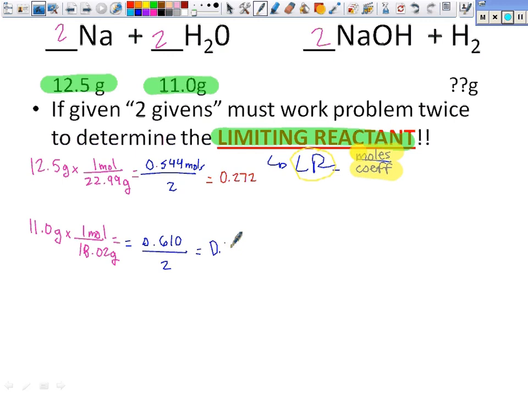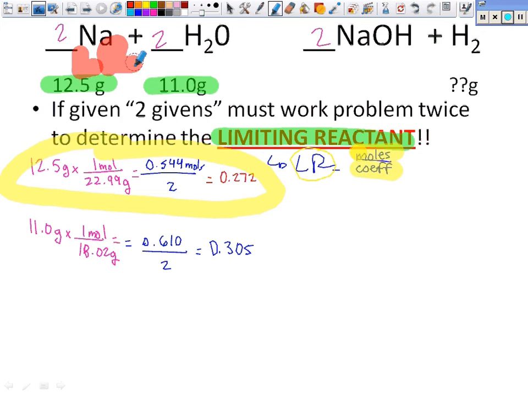0.305. So based on that, which one is now our limiting reactant? Sodium is the one we're going to pick. So we're going to come up here and we're going to call this our LR. Okay. Now what do we do?